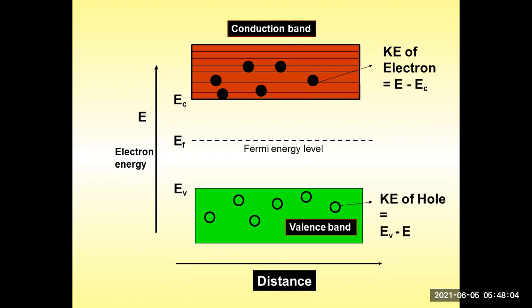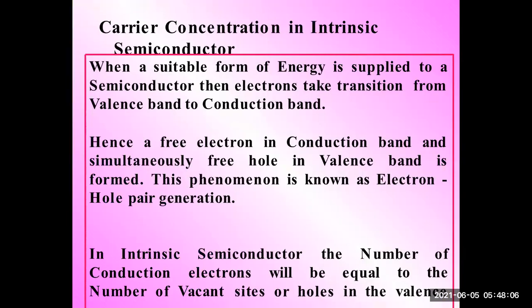Now, as we move to the next one, we discussed in the last class the carrier concentration in the intrinsic semiconductor. As you know, when the electron is given a suitable amount of energy, it will move from the valence band to the conduction band, and hence the electron is free in the conduction band. Simultaneously the hole in the valence band is also free, and this phenomenon of free hole and free electron is called electron-hole pair generation.